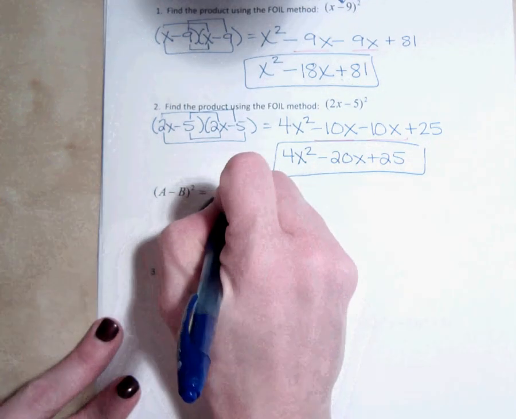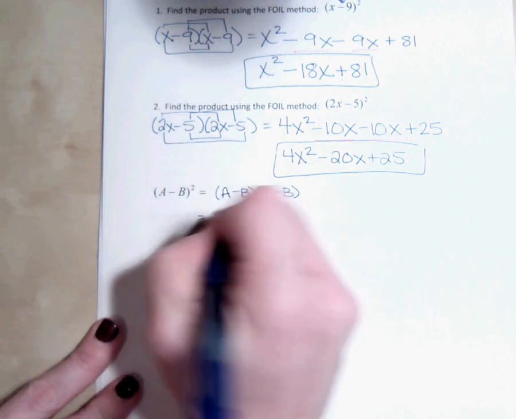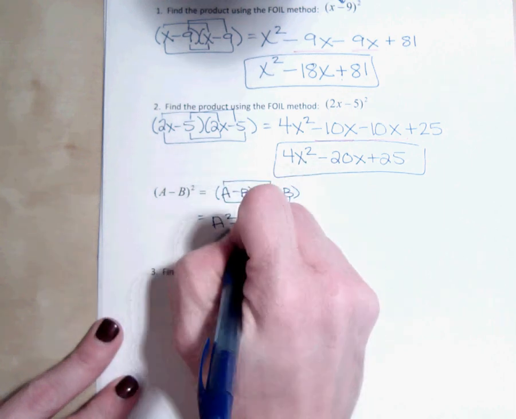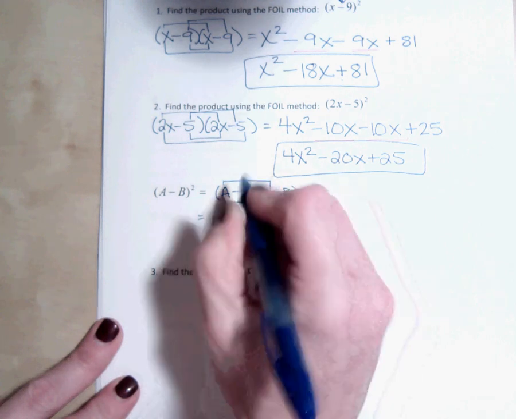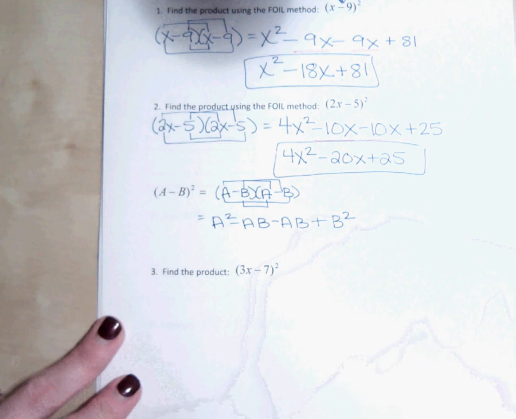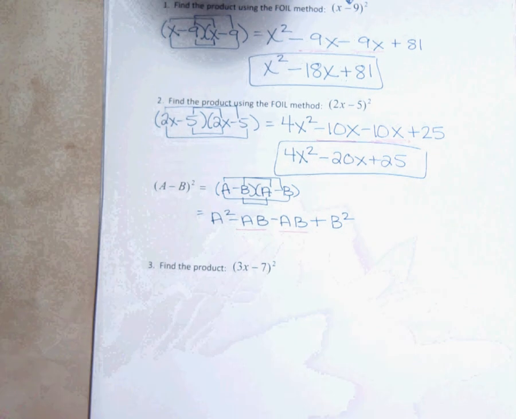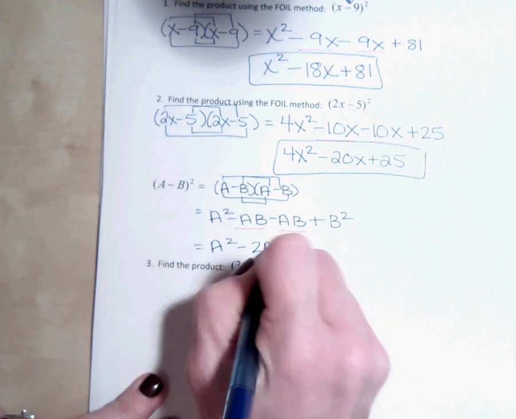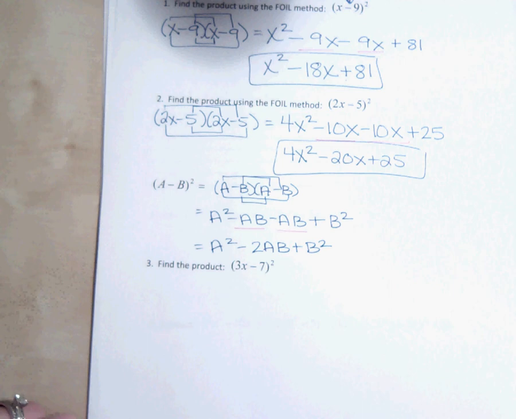Here, it says a minus b times itself. So this is going to be a squared minus ab minus another ab, and then I'm going to get plus b squared. So when I combine in the middle, I have two of these. I have two negative ab's, so minus 2ab. So a squared minus 2ab plus b squared.